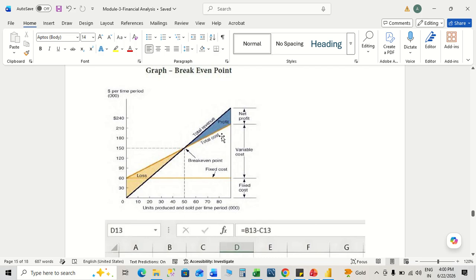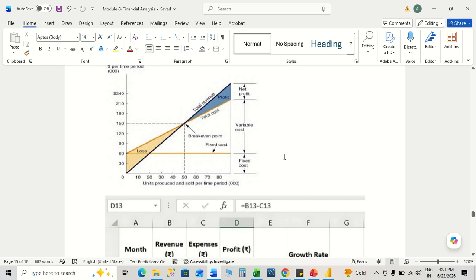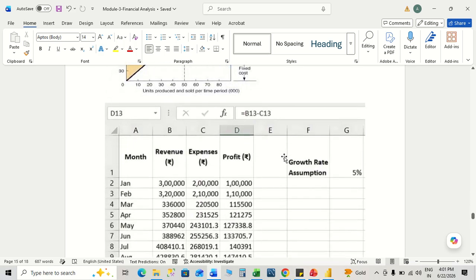So total cost is this one and the total revenue is this one. Revenue moves in a straight line like this, and the total cost starts from this point here and moves like this. So they meet here. The total revenue and the total cost meet at this point. This point is called the break even point. Here no profit, no loss. After that, this increases and this goes downward, the revenue. Okay, that is called break even point.